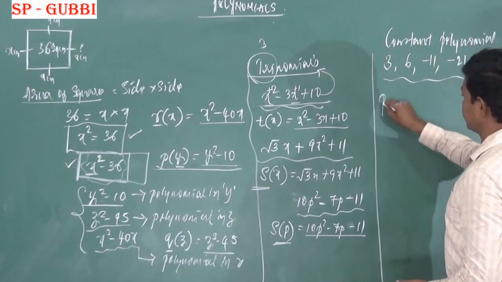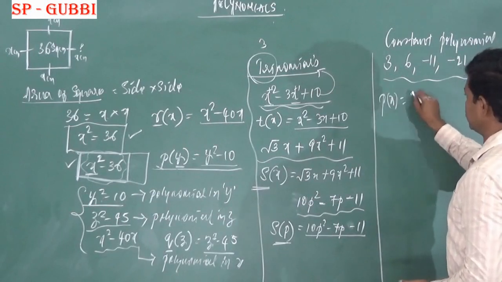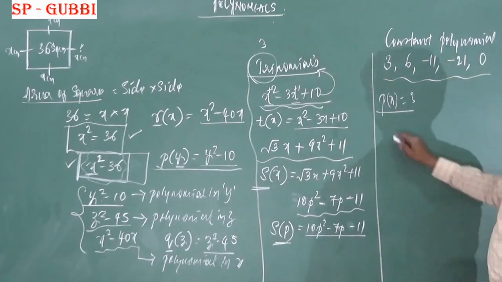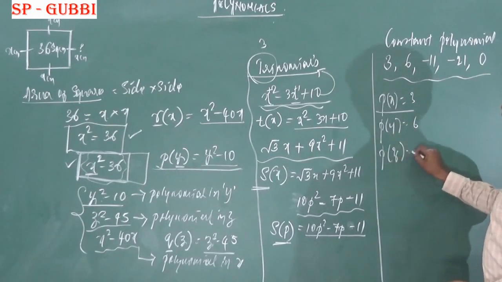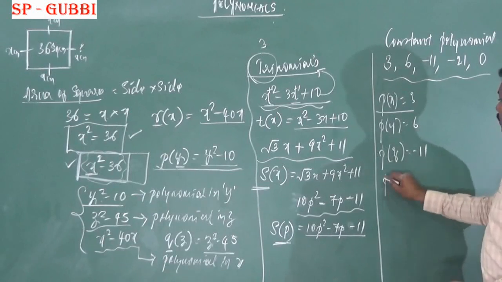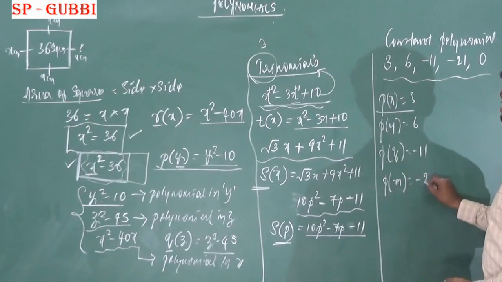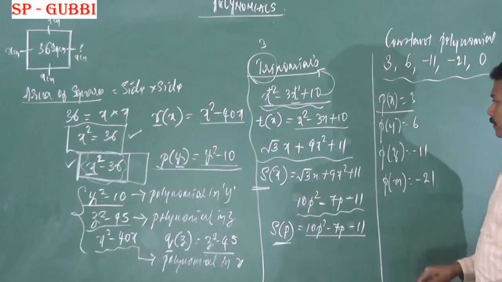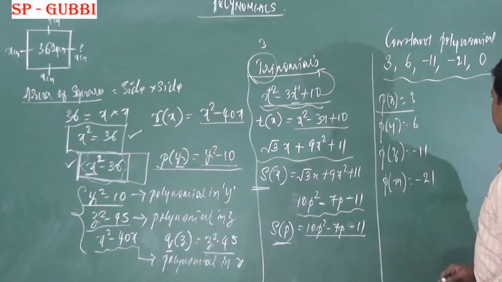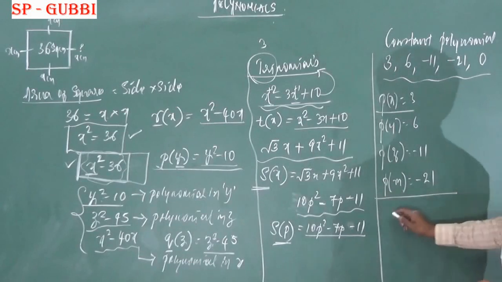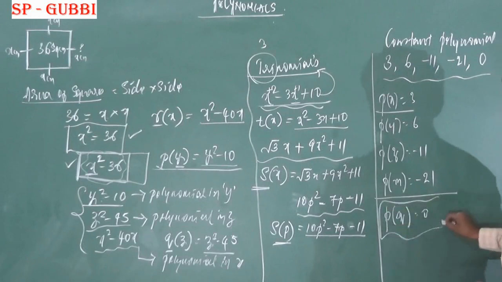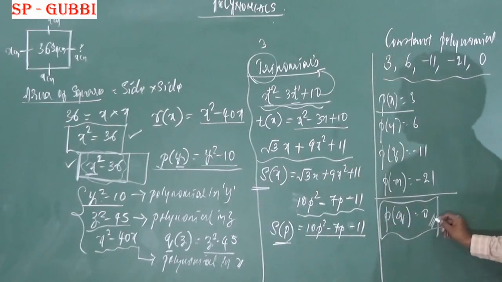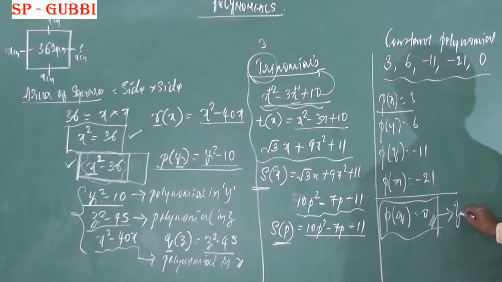So here I can write p of x is equal to 3, it's a constant polynomial. P of y is equal to 6, it's a constant polynomial. P of z is equal to minus 11 is a constant polynomial. P of m is equal to minus 21, it's a constant polynomial. So these are all examples for constant polynomials. A very special case here is if p of q is equal to 0, this polynomial is exactly equal to 0, therefore this is specially called a zero polynomial.